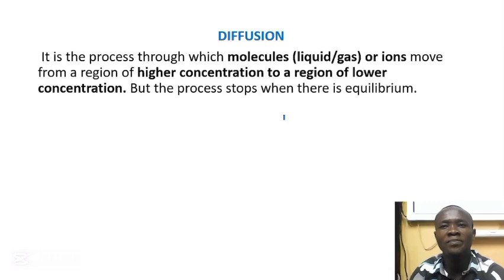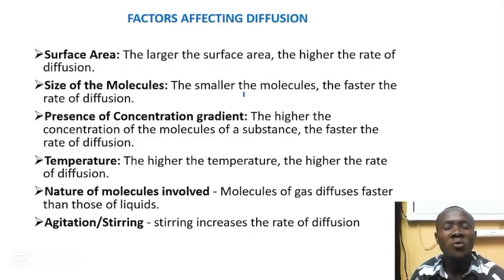But if the scent has circulated throughout the room and it has become uniform, the diffusion will stop. The process stops when there is an equilibrium. That means when it has become uniformly distributed. So we have factors that affect diffusion.